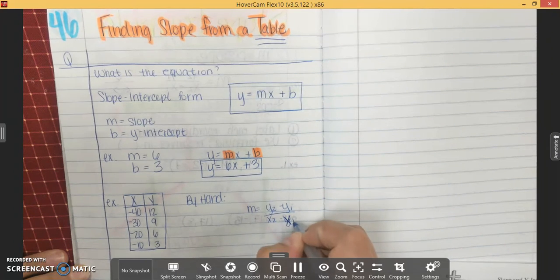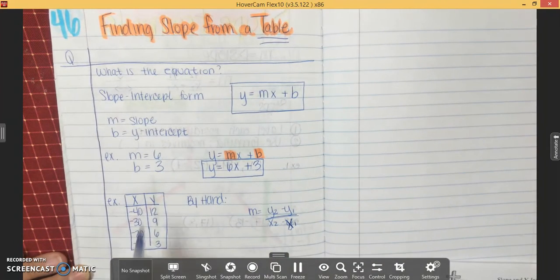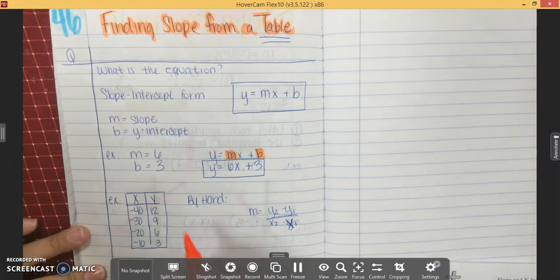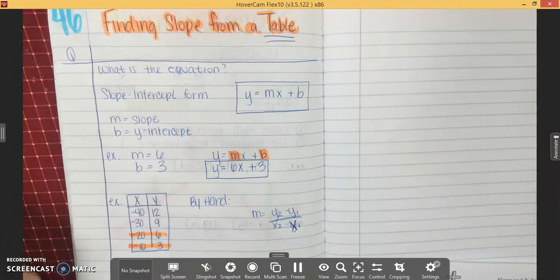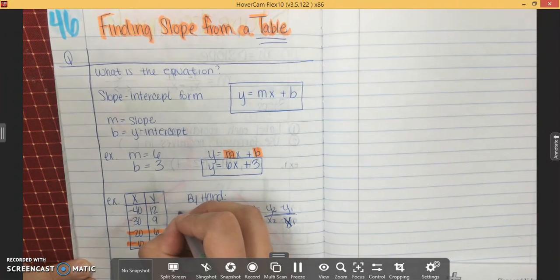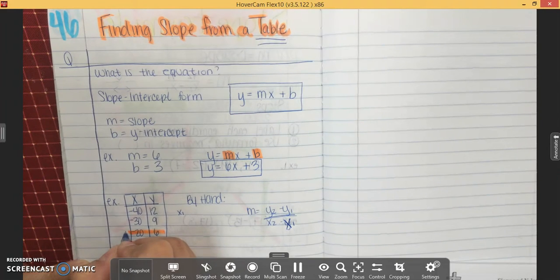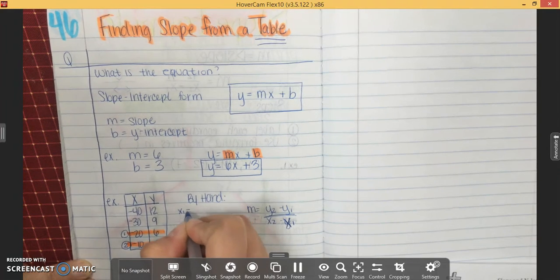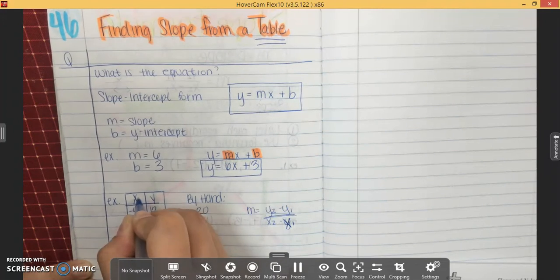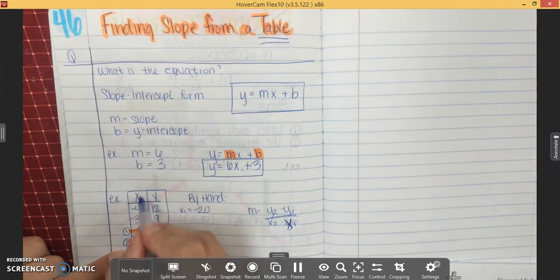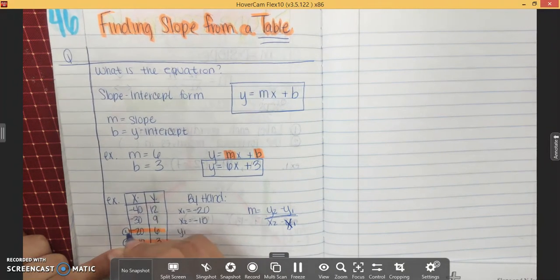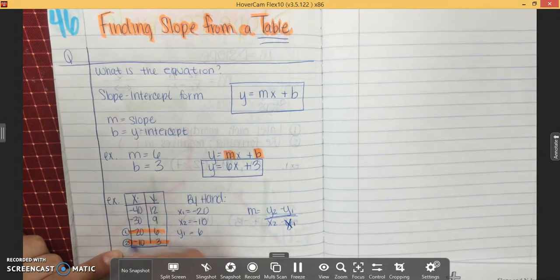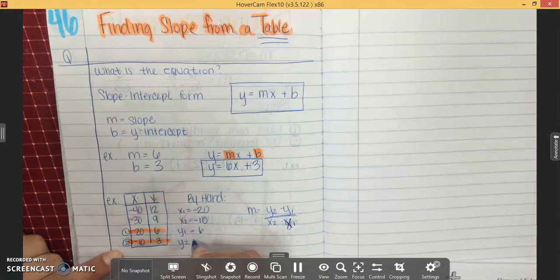Oops, that's supposed to be an x1. Since you have a table, you have all of your x's here and you have all of your y's here. So you're going to pick any 2 points. I'm going to pick this one because that has little numbers, and this one. So same thing, I need to find my x1. I'm going to number this one 1, I'm going to number this 2. So my x1 is going to be negative 20. Now my x2 will be negative 10. My y1 is going to be 6, and my y2 is going to be 3.